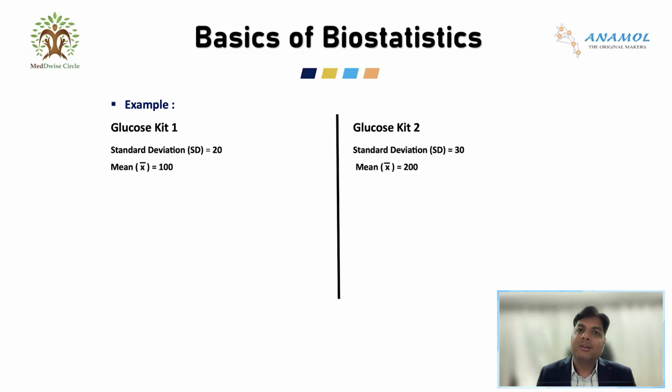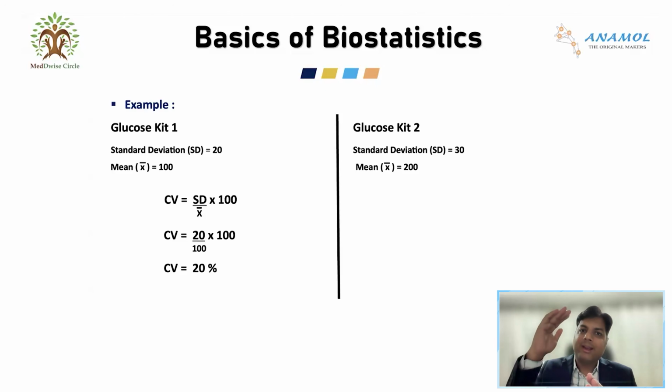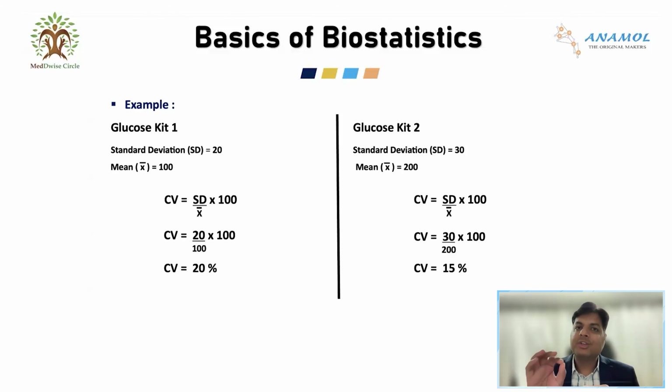Now, we apply the formula of CV. In CV, what we do is we divide the standard deviation by the mean. So for kit number 1, a standard deviation of 20 divided by the mean of 100, expressed in terms of a percentage, will give us a CV of 20%. But for kit B, or the second kit, the standard deviation of 30 divided by its mean of 200, multiplied by 100 for expressing in terms of percentage, will give us a CV of 15%.